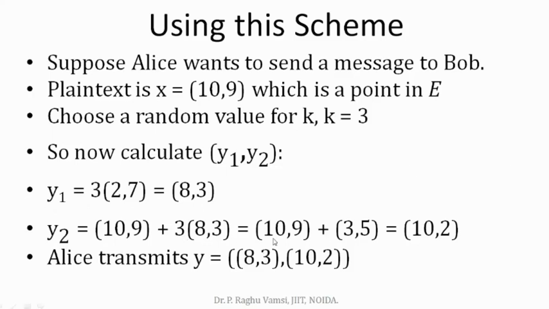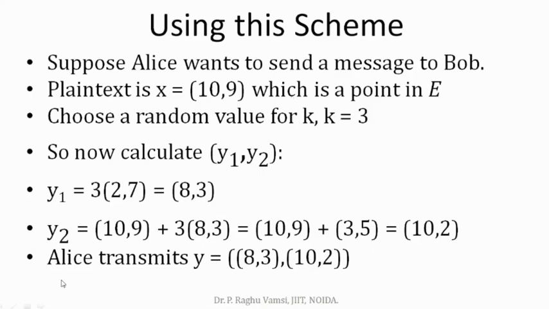So this 3 into 8 comma 3 will become 3 comma 5 here. And 3 into 8 comma 3 means 8 comma 3 plus 8 comma 3 plus 8 comma 3, P plus P plus P, like that. So if you make it 3 comma 5, and add these two, then you will get 10 comma 2.